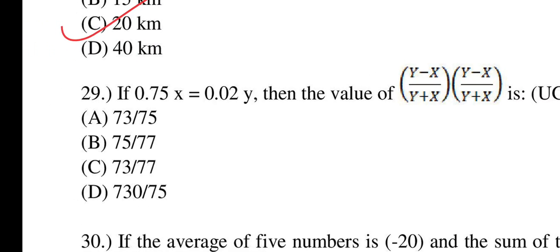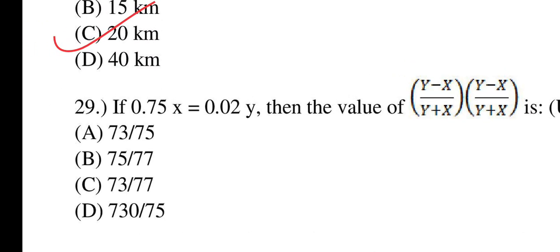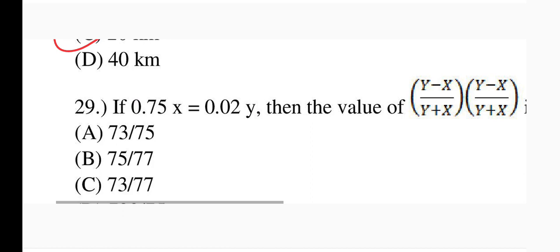29 says, if 0.75x equals 0.02y, then the value of this expression will be what? I will not read it, just look at the figures. A, B, C, D: 73/75, 75/77, 73/77, 73/75. 29, number C will be correct, 73/77.